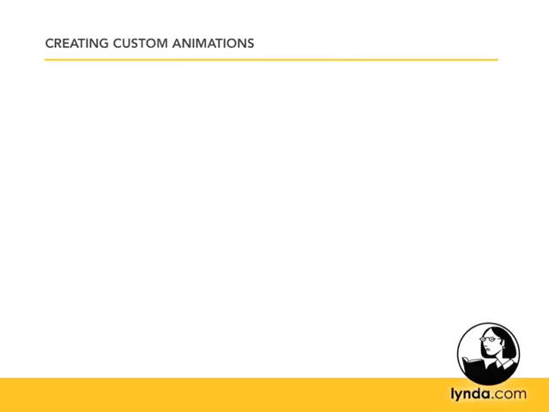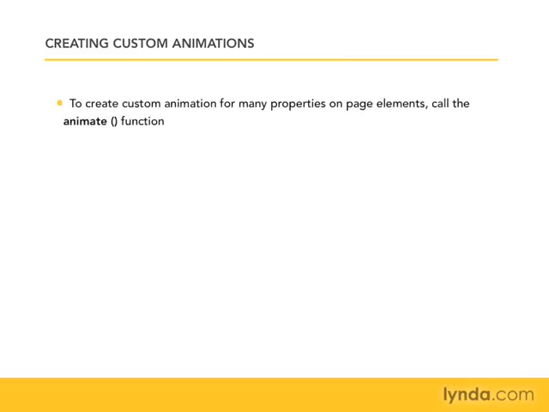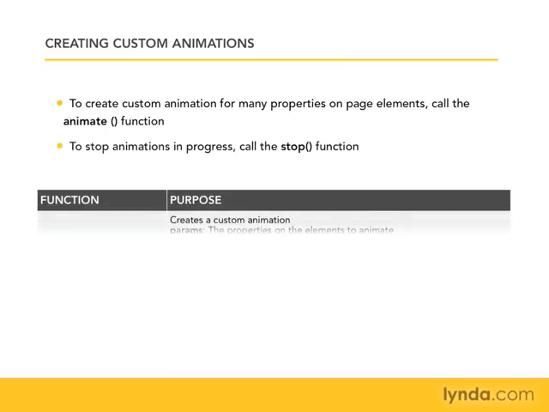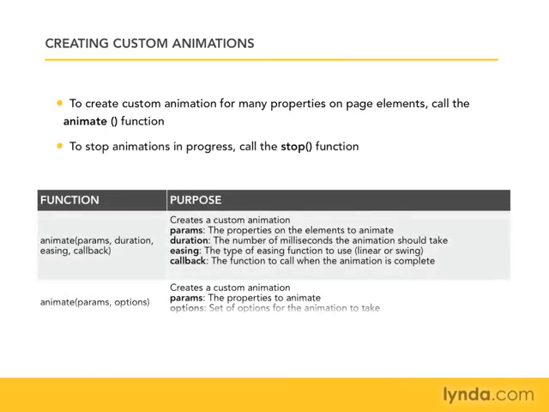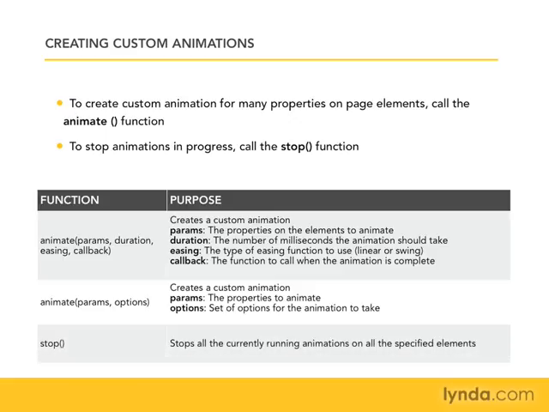In addition to the pre-built animation functions that jQuery gives you, there's a basic animate function that you can use to create custom animation for a wide variety of properties on page elements. To do that, you simply call the animate function, and there's a couple of different versions you can see there in the table. One takes a series of parameters, and those are the properties on an element that you want to animate. There's a duration parameter, and that's the number of milliseconds that the animation should take.